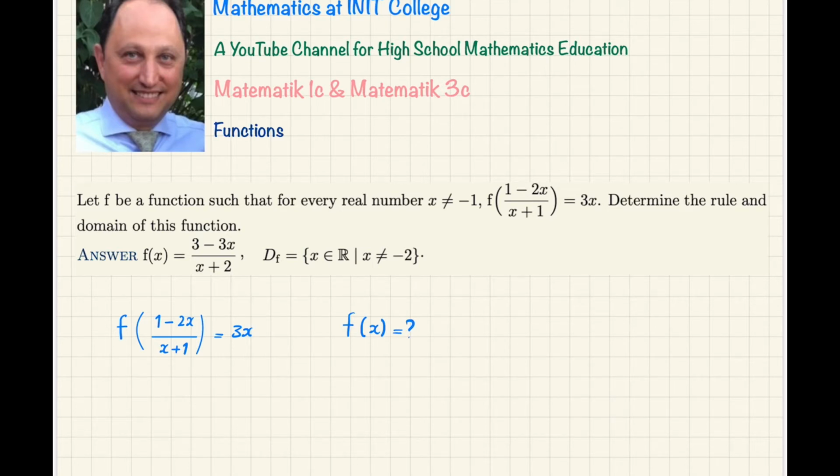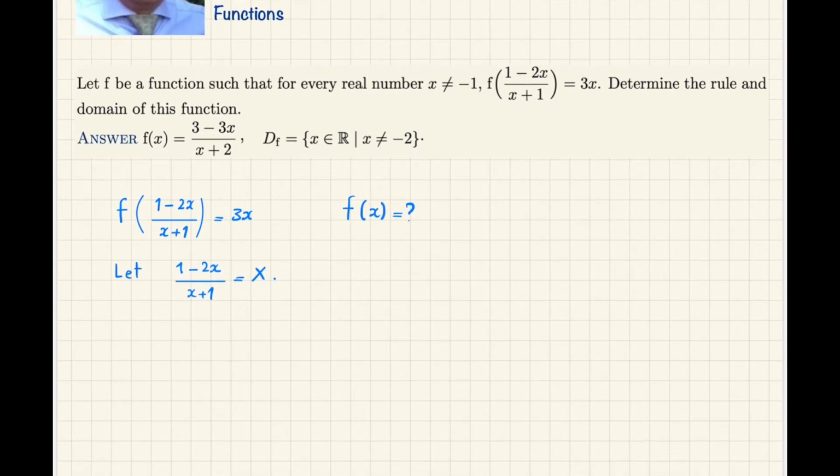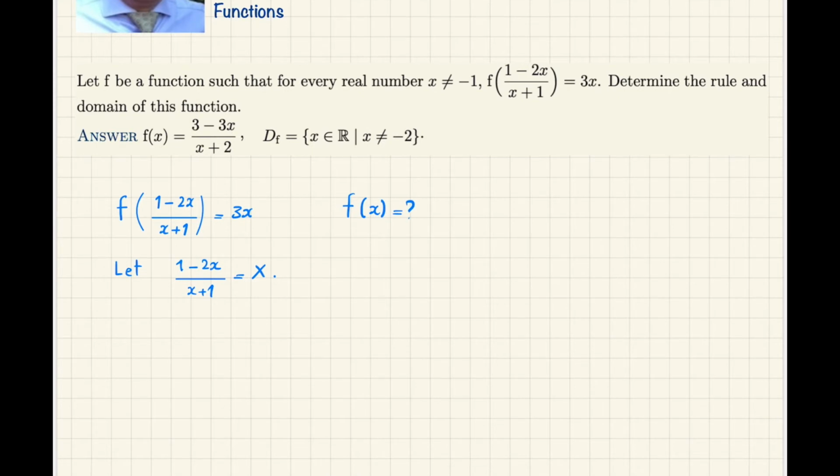From the previous video you learned that a good trick for this is to introduce a new variable. So let (1 minus 2x) over (x plus 1) be equal to, say for example, capital X. Then you need to rewrite this expression in terms of your new variable. Of course, this is not a big deal. Instead of this, I just simply put capital X, but I need to get rid of this little x here. To do that, I have to solve this equation and try to find little x in terms of the capital X. Okay, what can I do?